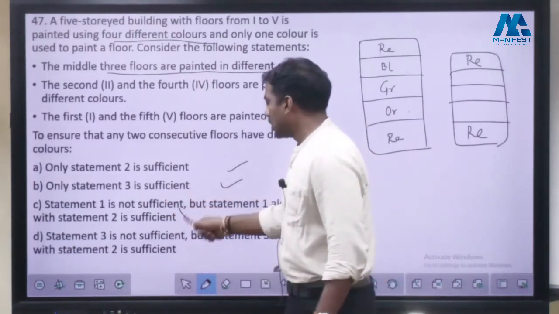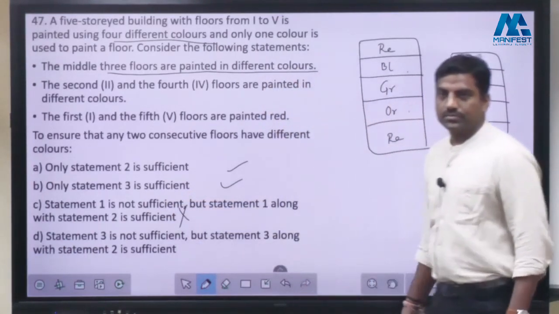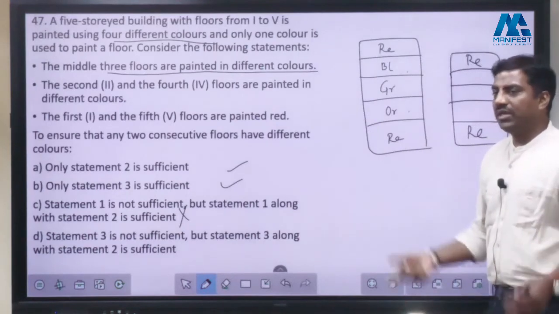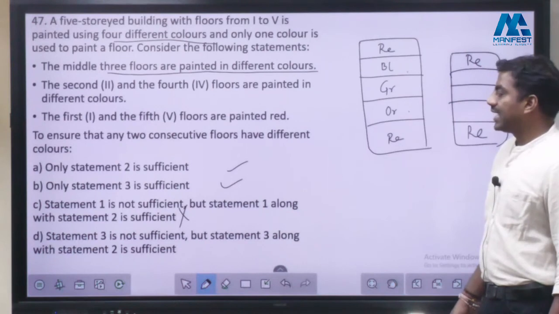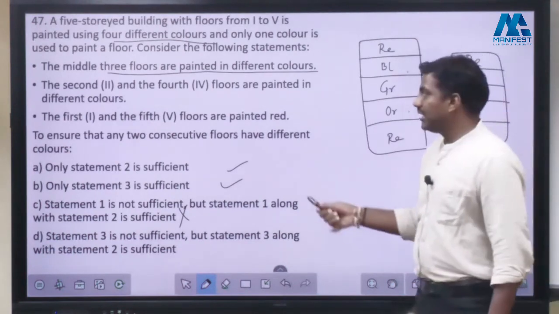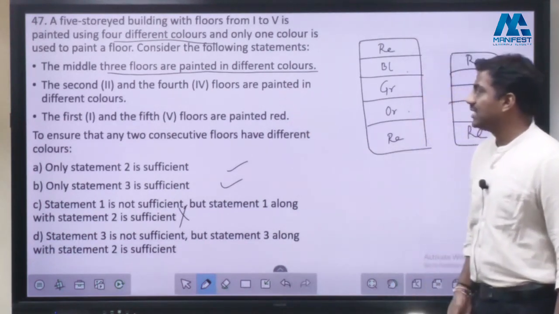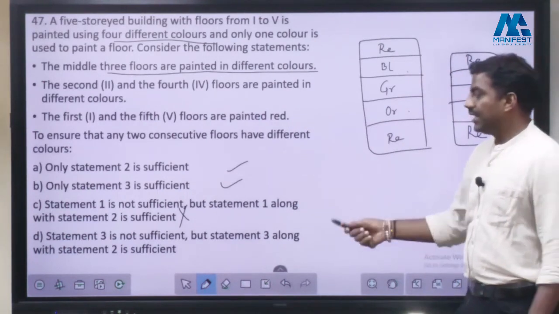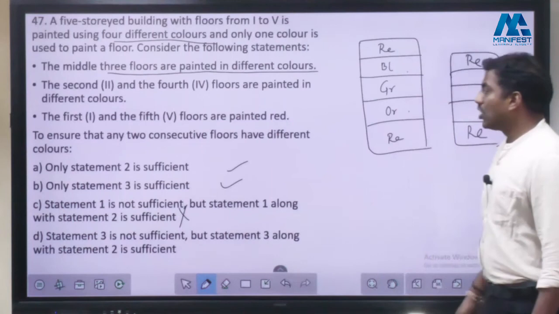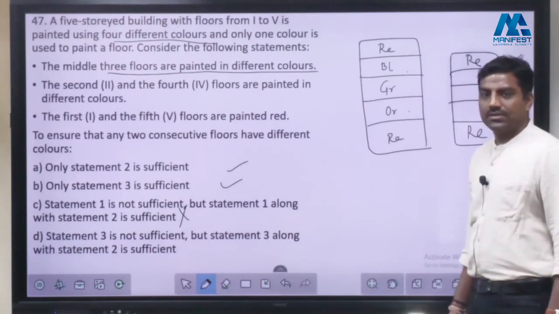So this whole is wrong, no? Statement 1 would have been sufficient for us. But statement 1 along with the second statement is sufficient? No. So statement 1 alone was sufficient for us. Yes or no? Yeah? Then statement 3 is not sufficient. Is it?